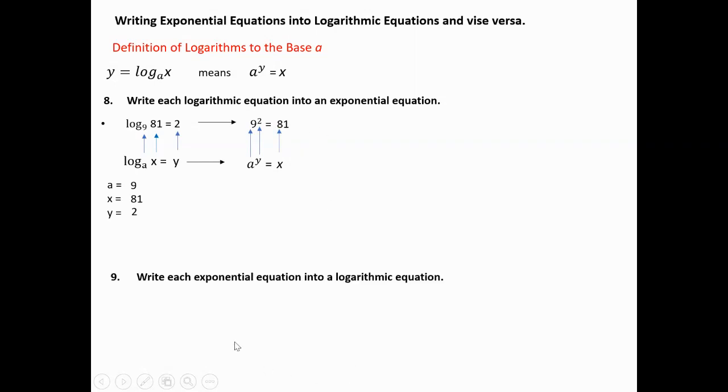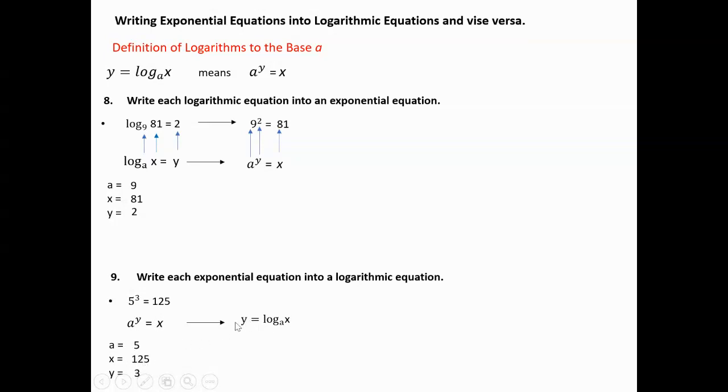For example, in example number 9, we're going to go from exponential to logarithmic equation. So again, we have to know what the a, the x, and the y is. The a is going to be 5, the y is going to be 3, and the x will give us 125.